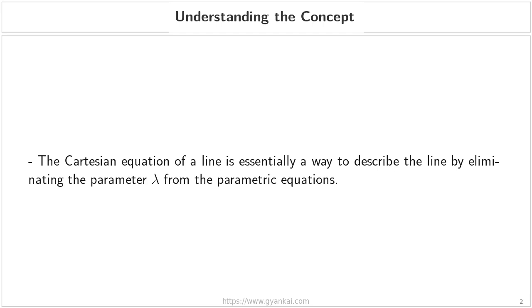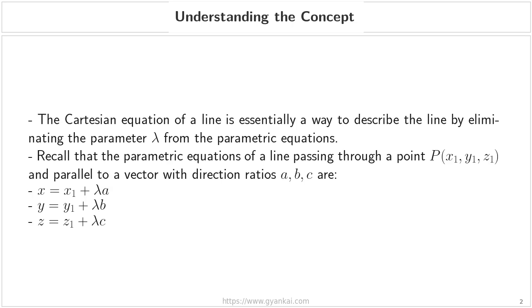Understanding the concept. Now that we know we are moving from parametric to Cartesian forms, let's look at the core concept behind this transition. Think of the Cartesian equation as a streamlined version of what we've already studied. Essentially, it is a way to describe the line by eliminating the parameter, lambda, from our parametric equations. We want to get rid of that extra variable so we can see the direct relationship between x, y, and z. To do this, let's quickly recall our starting point.